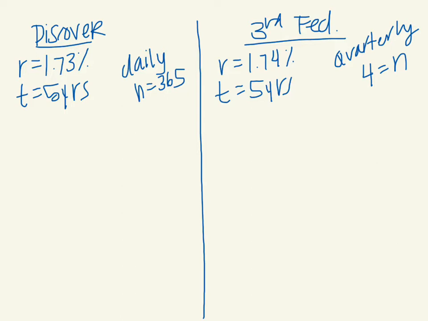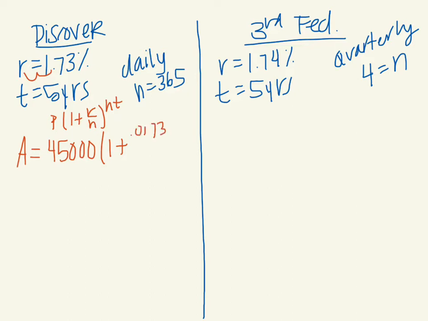So in both cases, we don't know what A is. So A is equal to, now we're going to use that P times 1 plus r over n, raised to the nt equation. So P is our initial amount. In both cases, it's $45,000. And then 1 plus your rate. You're going to adjust it back to a decimal, so 0.0173 divided by the number of times it compounds, so 365, raised to 365 times the time, which is 5.